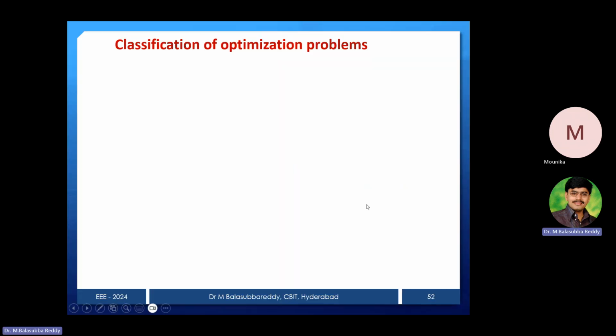Okay, good morning, all of you. Today we are going to see the unconstrained and constrained optimization.